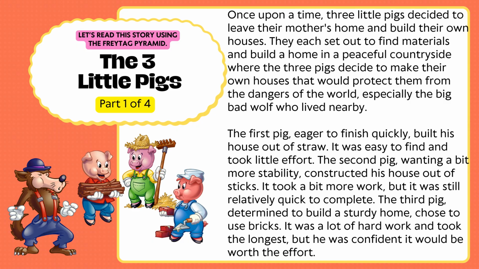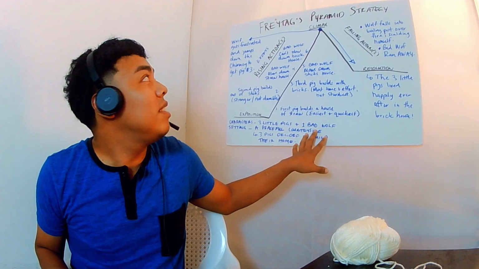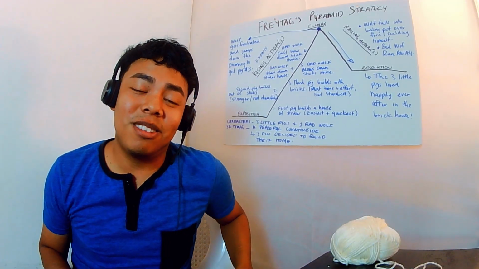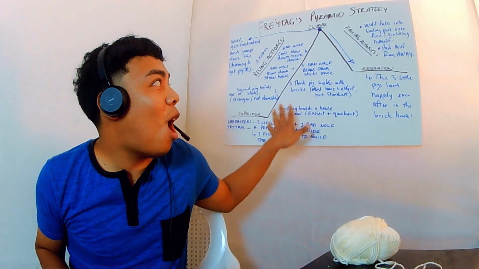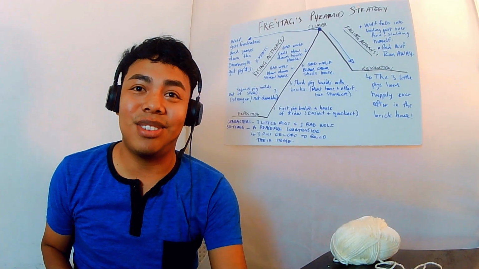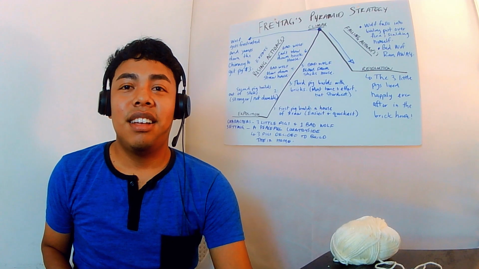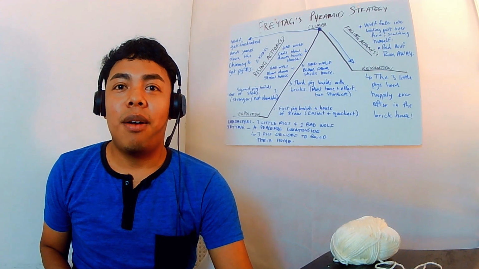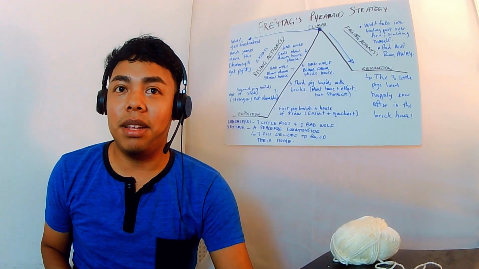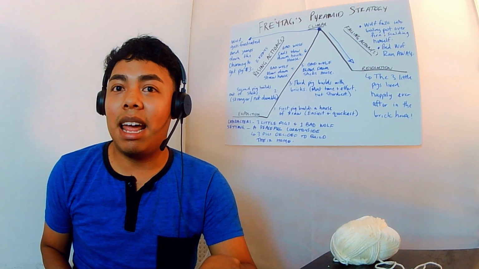So at the back here we have the completed Freytag pyramid strategy, but as we read the story, as I previously mentioned, I will be showing you how you reach this end product to understand the pre-writing strategy. So let's think about the exposition now. Remember, exposition is the first part in the Freytag's pyramid, followed by the rising action and then the climax.